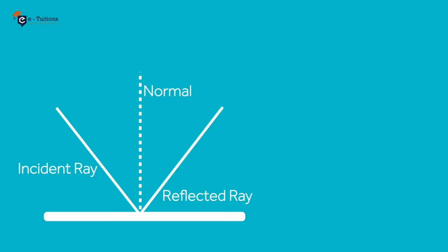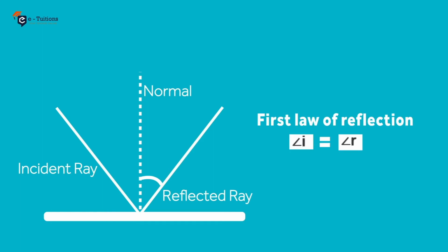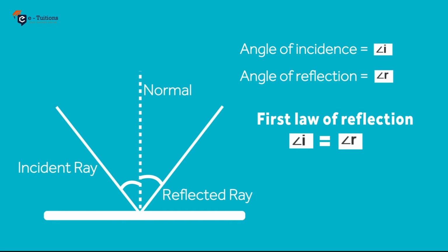Now let's learn the laws of reflection. To understand this, we need to know about some important terms. Angle of incidence. The angle made by the incident ray with the normal is called the angle of incidence. It is denoted by angle I. Angle of reflection. The angle made by the reflected ray with the normal is called the angle of reflection. It is denoted by angle R.